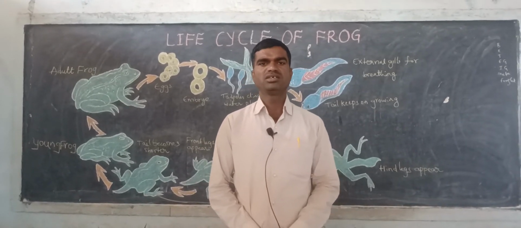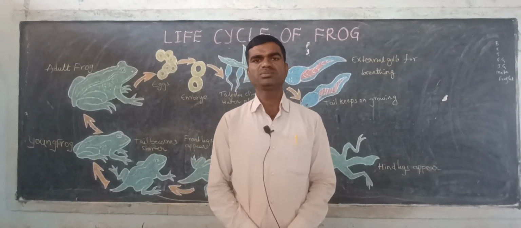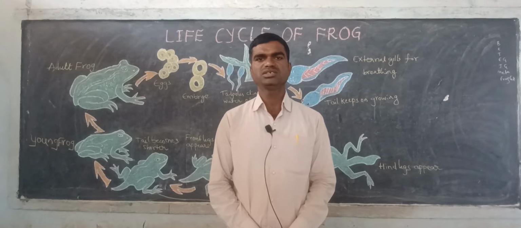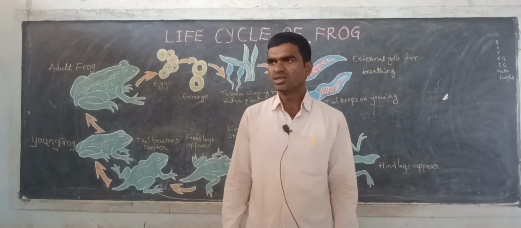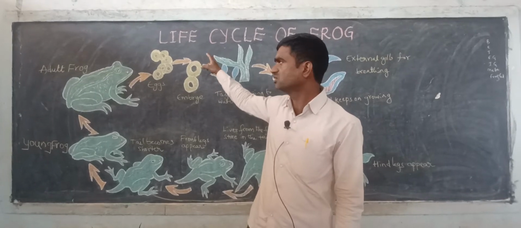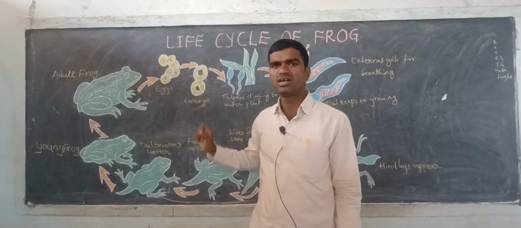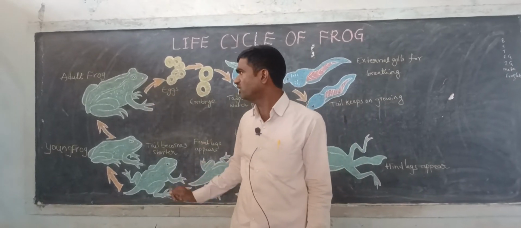Amphibians include frogs and salamanders. Different types of species are there in this ecosystem. Generally, we are going to discuss the life cycle of the frog. The first stage is called the adult frog.